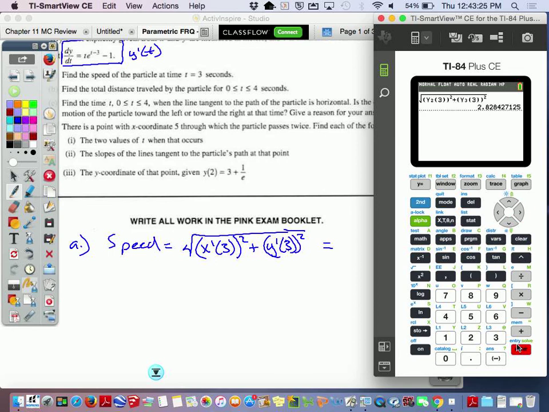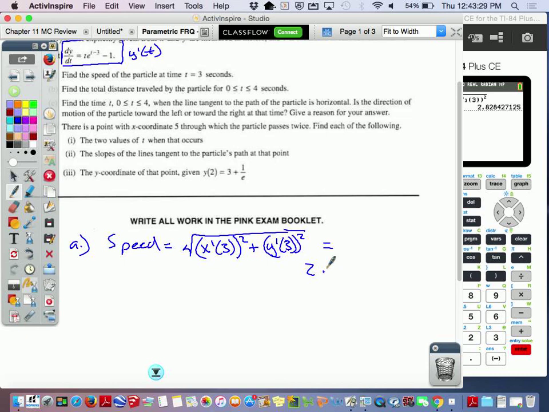Hit enter, and I end up getting my answer, which is 2.828, and that's just a 1-point question. They did not specify that they wanted units, so you do not need to include units for the answer. Okay, question B. By the way, it's also nice we have all the stuff in our calculator now to set up to do the rest of the problem.